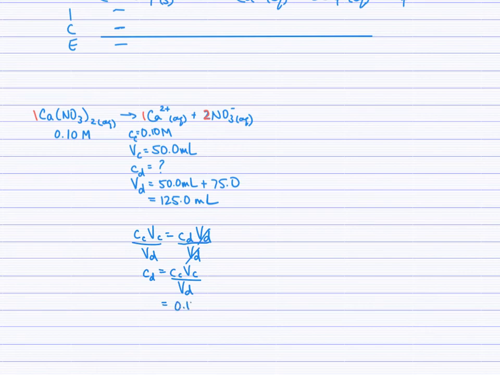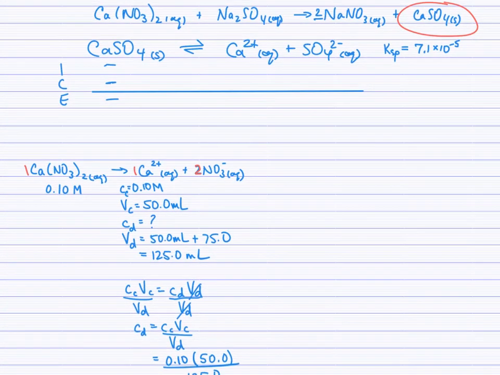I don't need to bother converting those to liters. And so the volume of the concentrate was 50.0 milliliters, and I'm dividing by 125. And so we do 0.10 times the 50.0 divided by the 125, and we come up with 0.04 moles per liter. So that value is now the initial concentration of the calcium ion. So I come back up to my ice table and fill in 0.04. I guess for 2 sig figs, I'll put another 0 there.